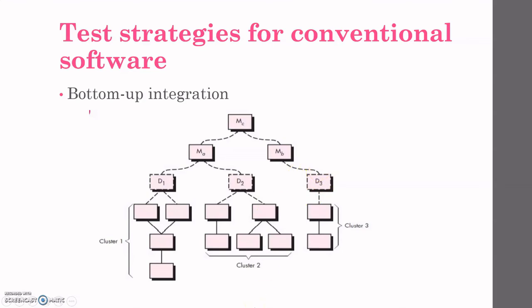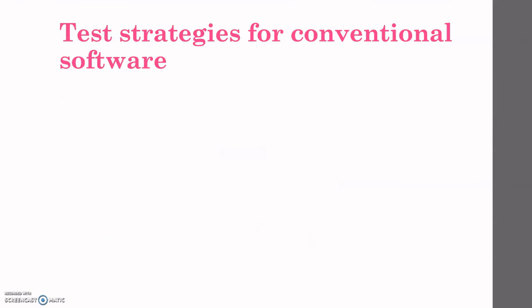Components in clusters 1 and 2 are subordinate to MA. Drivers D1 and D2 are removed and the clusters are interfaced directly to MA. Similarly, driver D3 for cluster 3 is removed prior to integration with module MB, and both MA and MB will be ultimately integrated with component MC, and likewise it goes from bottom to the top.